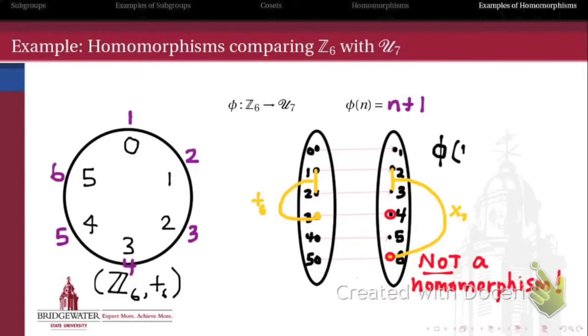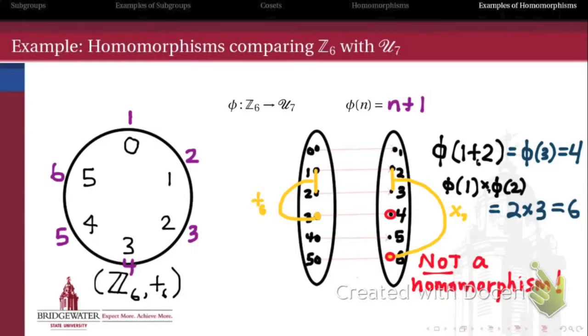And to write that in more specific language, phi of 1 plus 2 is phi of 3, which is equal to 4. But phi of 1 composed with phi of 2 would be 2 times 3, equal to 6. Since those are not equal to one another, this is in fact not a homomorphism, even though it is a function that connects these two sets. So we've got to try a little bit harder.